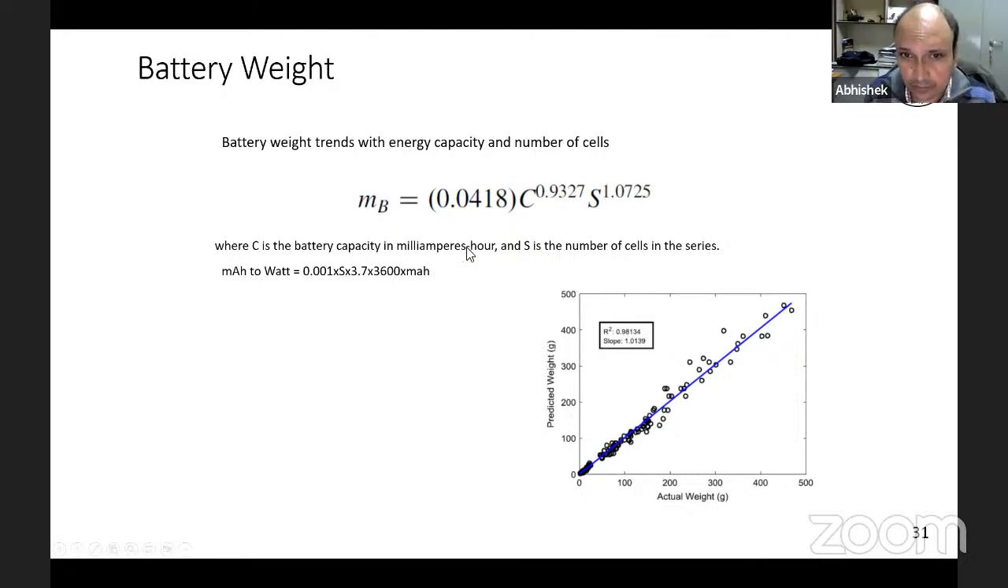Also, you have to be careful that whatever is given in mAh, how do you convert it to watt-hours? Because mAh is actually not a unit of current, it is actually a unit of energy. So how do you convert that? Milli is 0.001, S is the number of cells, 3.7 is the voltage per cell, and then 3600 for the second to hour conversion, and whatever is given in mAh. So if it is 5000 mAh, you will put 5000 here. You multiply this, and whatever you get is that much energy that it can deliver.